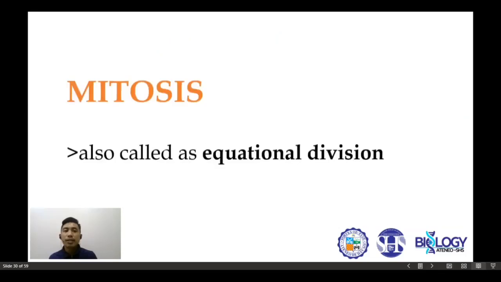Now, the cell is ready to divide. It will now enter the mitotic phase, or go to mitosis, to divide. Mitosis can also be called equational division, and it is called equational division because the chromosomes are equally distributed to the daughter cells, or the produced cells. This means that the daughter cells produced after mitosis have the same amount of genetic material, and they also have the same number of chromosomes. And talking about the stages of mitosis, we will discuss that shortly in the next video presentation.